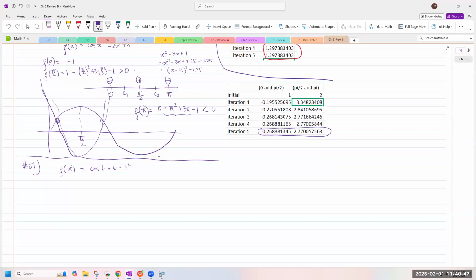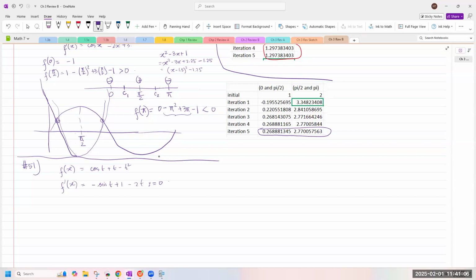Oh, so we are not solving this. Do the first derivative and set this equal to 0. Okay, negative sine t plus 1 minus 2t. That's the one we solve equals 0. Right? Okay, that's the one we need to solve.